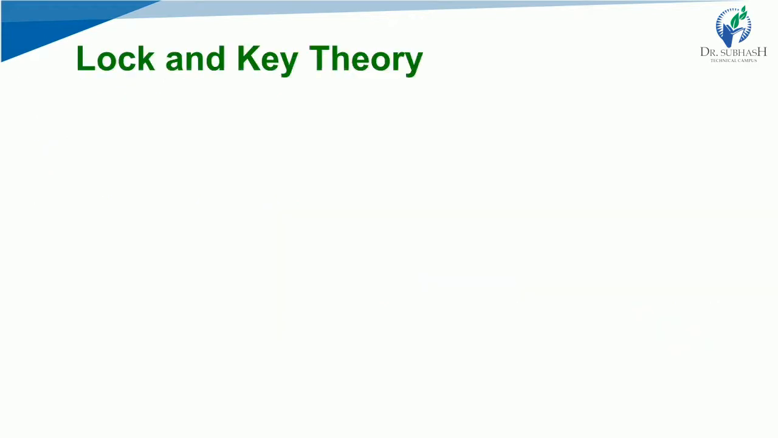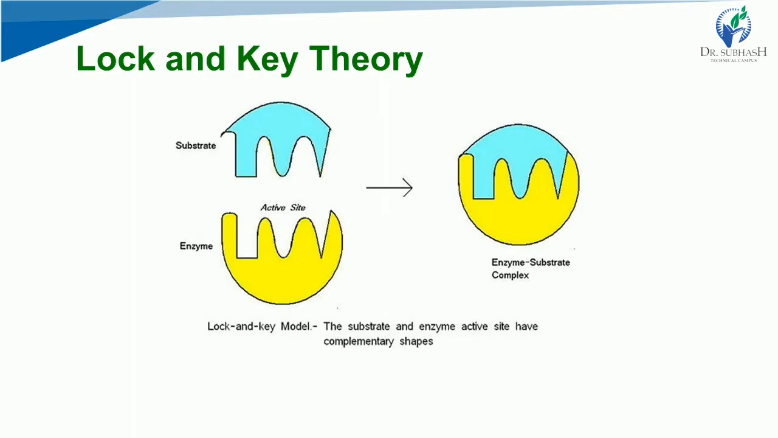Now lock and key theory is just like this. As you can see, there is a substrate which is blue color, enzyme is yellow color, and active site where it will combine, right? So when they both combine, you can see the structure, right? It is similar, it is correct. That's why it will combine and it will give enzyme substrate complex, which in short is also called ES complex in many books or internet sites. This is the lock and key model. The substrate and enzyme active site have complementary shapes, as you can see, right?